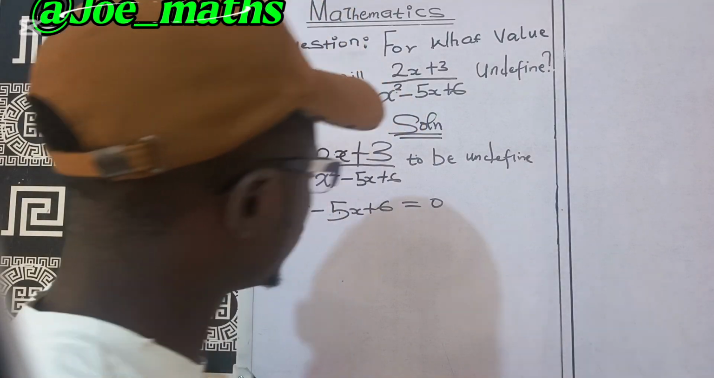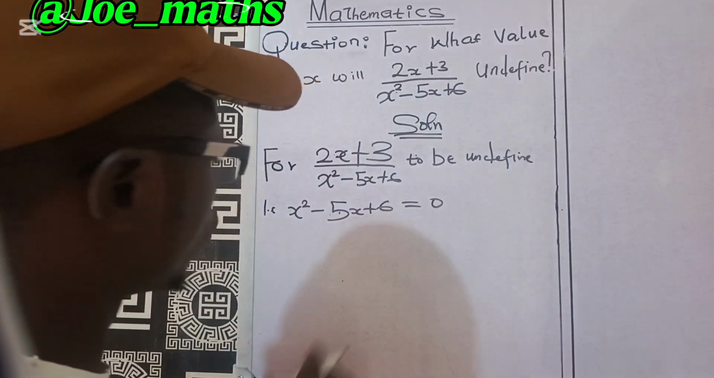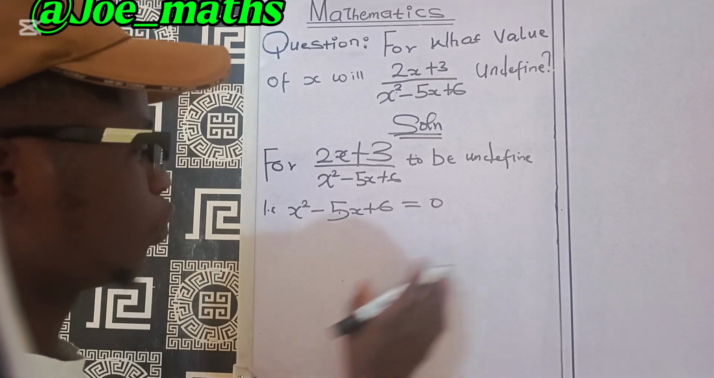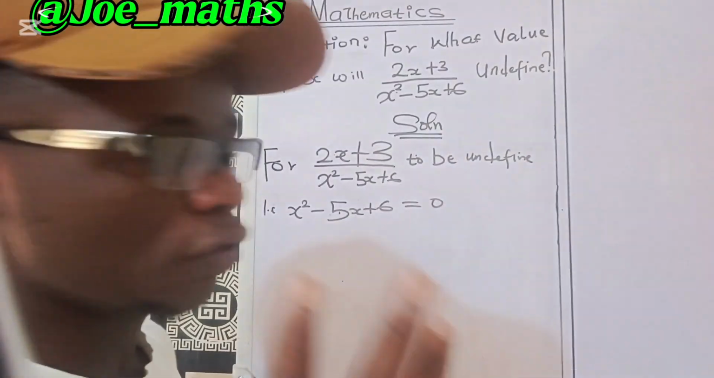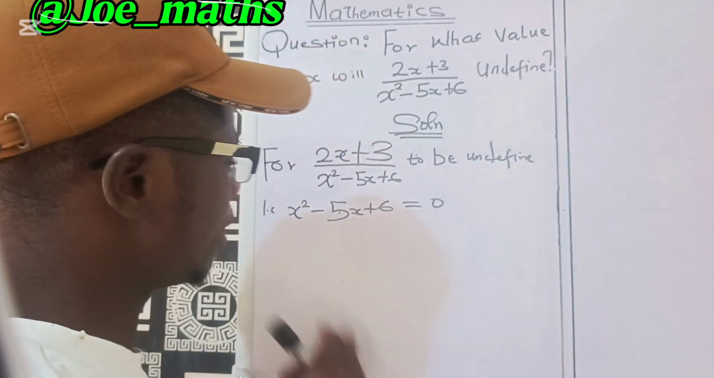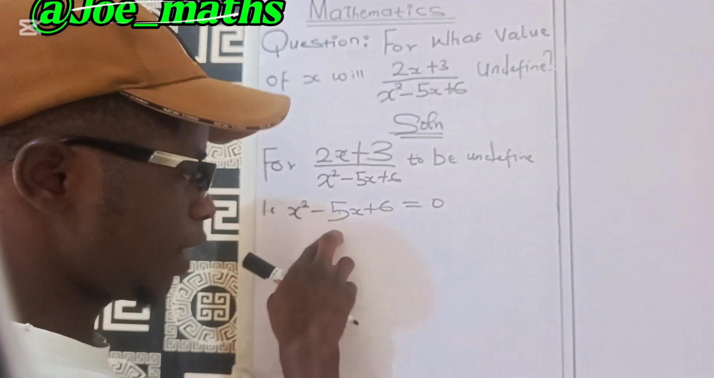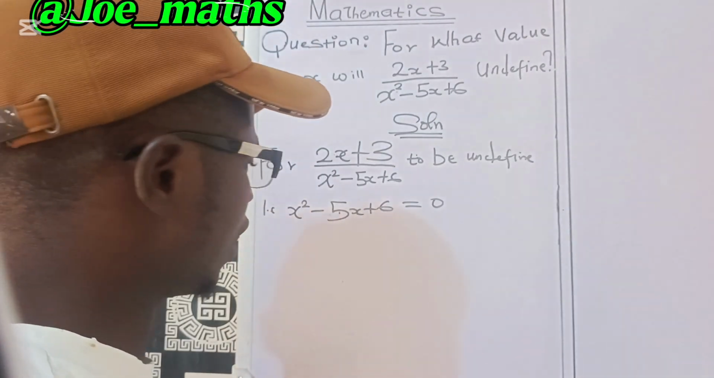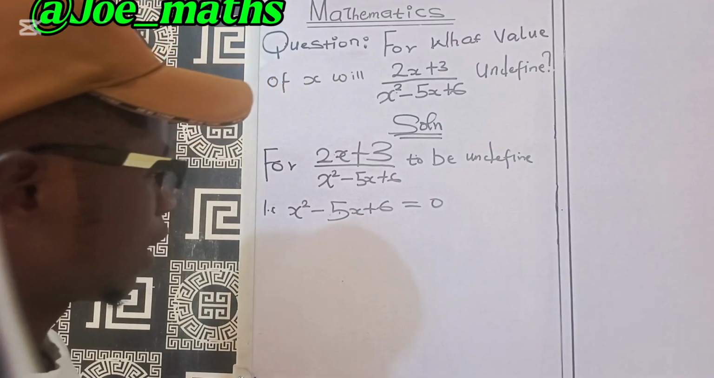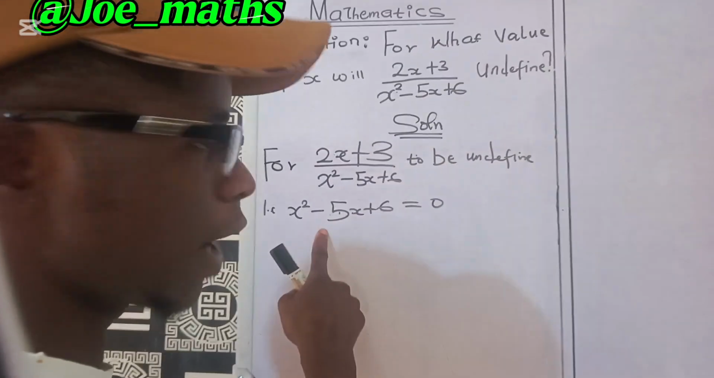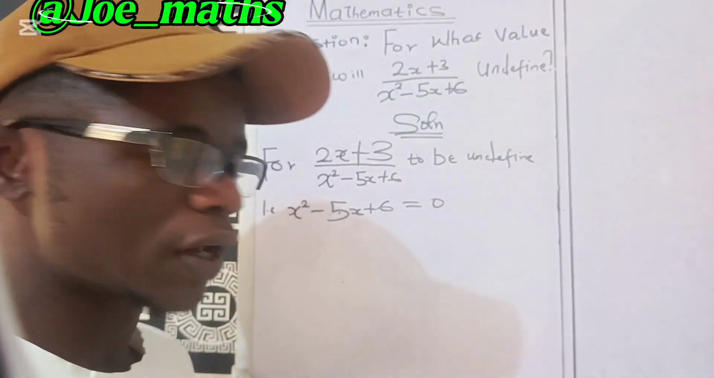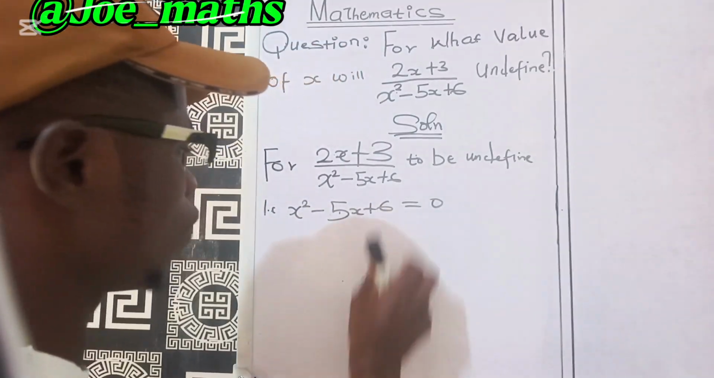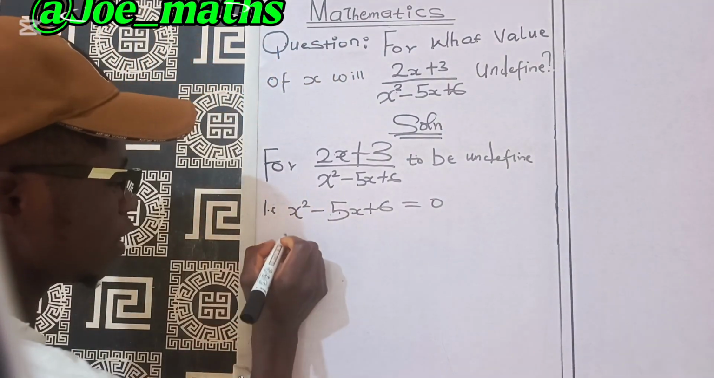Then at this point, what we need to do is to solve this quadratic, because we already have a quadratic equation. All we need to do is find the two factors that, when we add them together, give us minus 5, and when we multiply them together, give us 6. Two factors that give us minus 5 when added should be minus 2 and minus 3. And when we multiply minus 2 and minus 3 together, we are expected to have 6. So let's write them out.